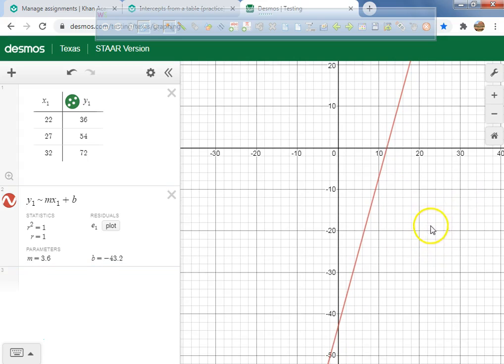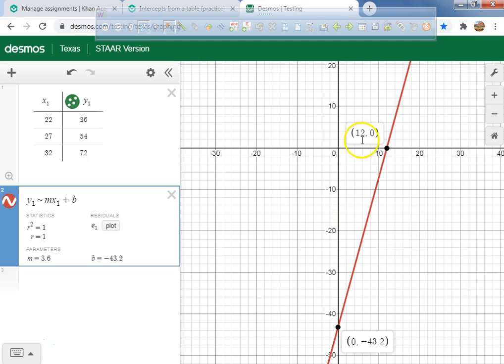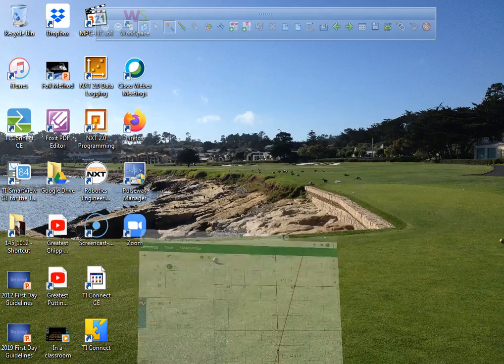Right there. So you just got to be able to do what? Move around the graph and find the stuff that you need. That's a 12, 0. That's a 0, negative 43.2. You could type either of these in because these are discrete decimals. That's 12, and that's an integer. And this is a discrete decimal, which is negative 43.2. So I'm going to type in a 12, 0 for my answer.